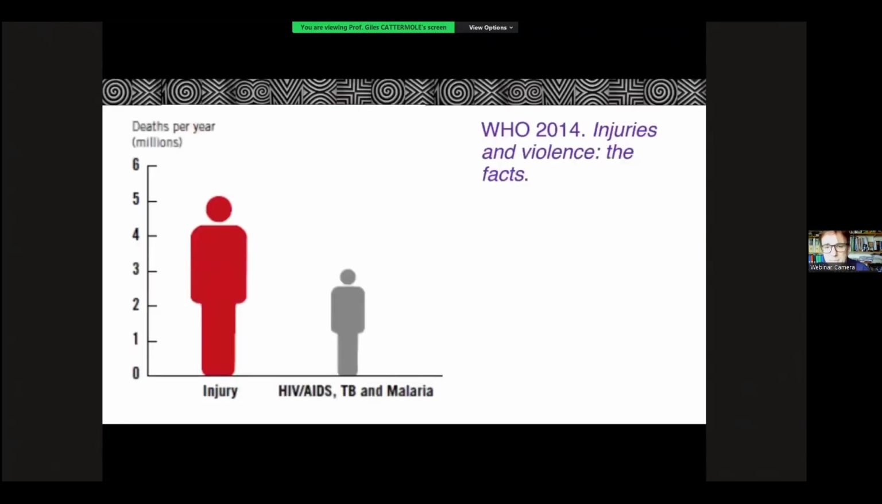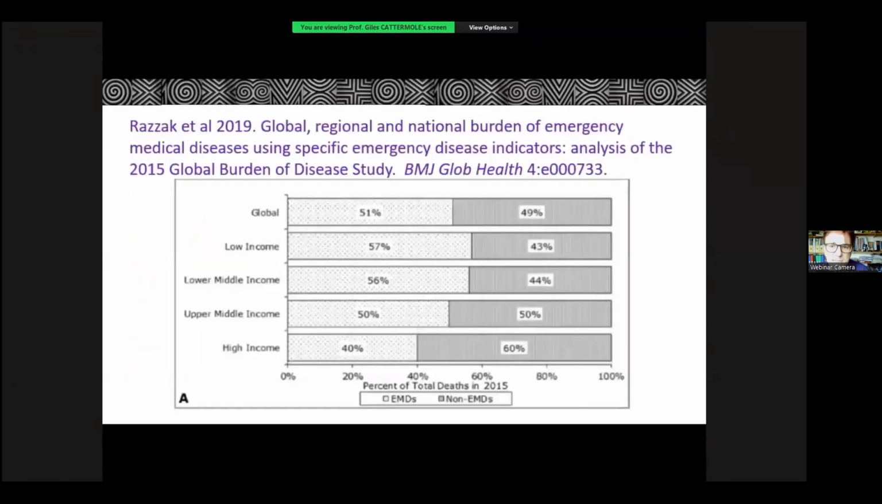This is data from admittedly some years ago. Injury, trauma kills far more than HIV, AIDS, TB, and malaria put together. One trauma death every 6 seconds. And it's not just trauma, it's emergency medical diseases as well. So this slide is for deaths. You get a very similar picture for disability adjusted life years.